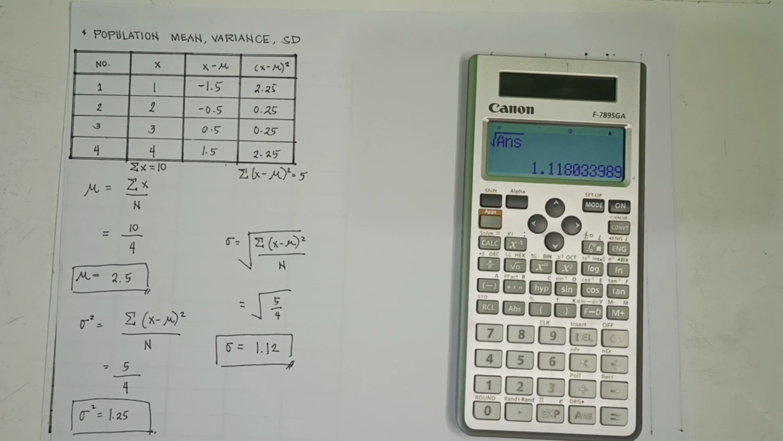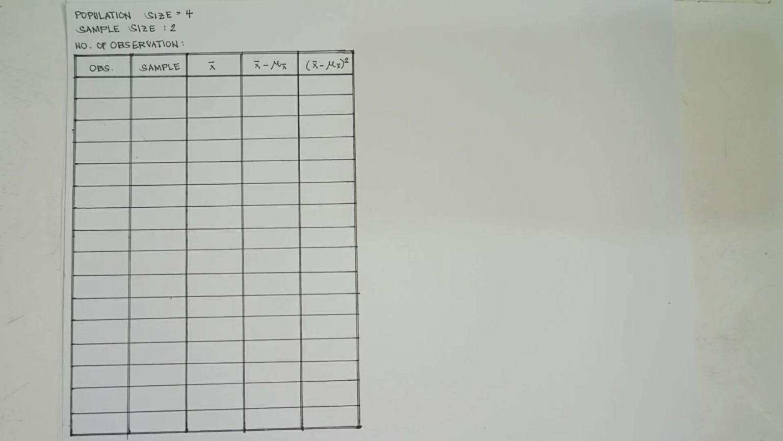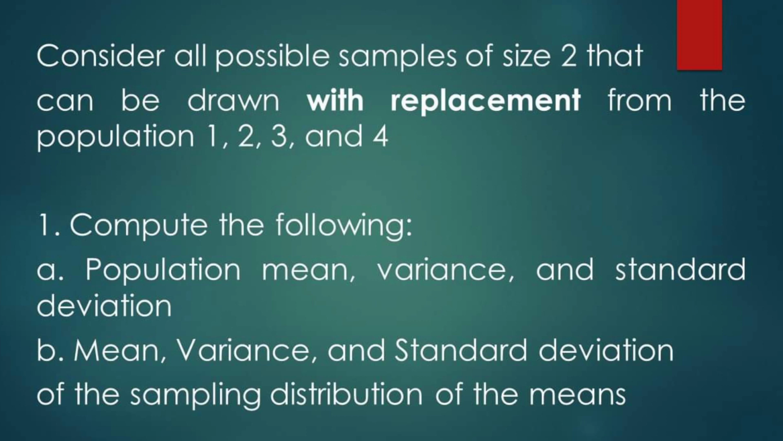So, now, we can proceed to getting the sampling distribution, mean, variance, and SD of a sampling distribution of means. Okay, so let's go back to the given situation. So again, consider all possible samples of sample size of 2 that can be drawn with replacement from the population 1, 2, 3, and 4.